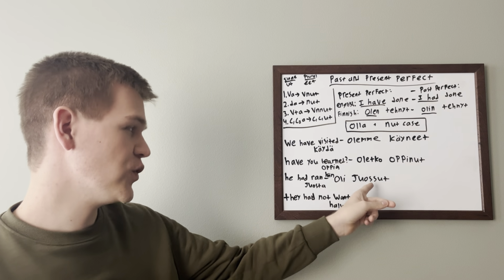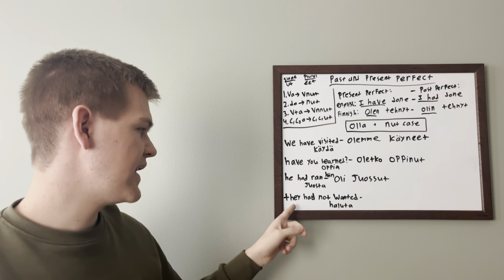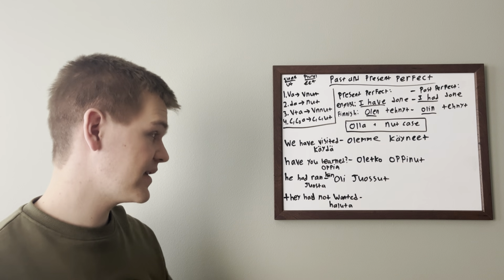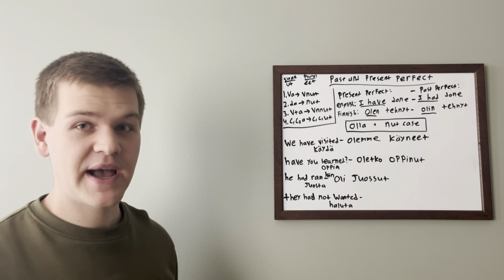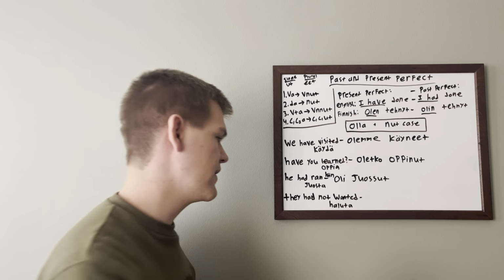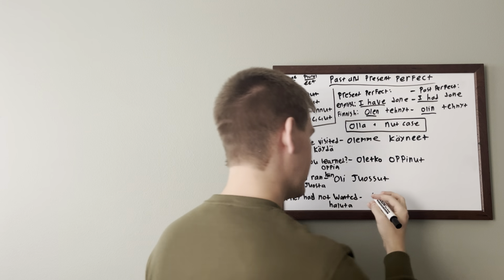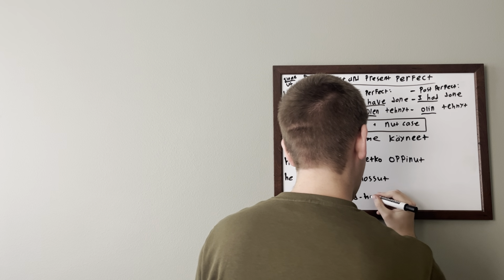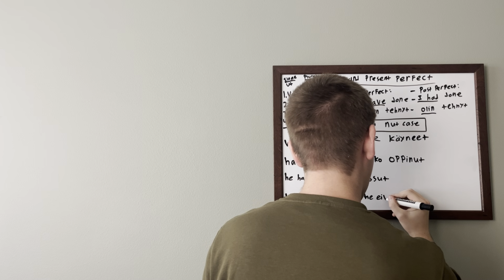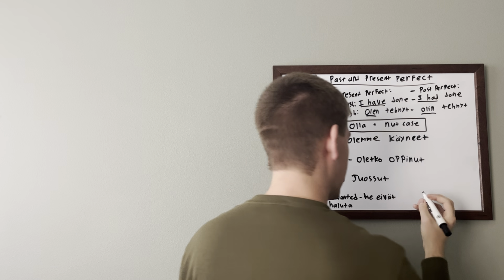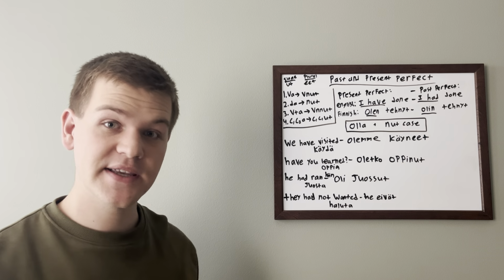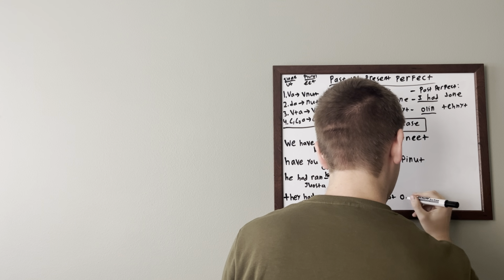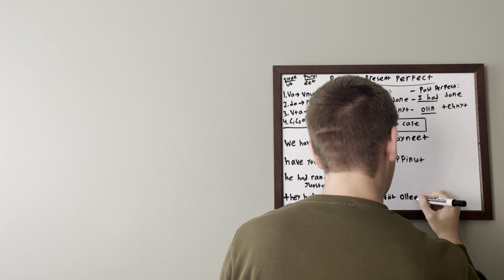Hän oli juossut. And they had not wanted. So this one's past tense and negative. How do we do past tense and negative for olla? With "they," we say he eivät. And then again, it would be ollut if it was singular, but since it's plural, we're going to use olleet. He eivät olleet halunneet.